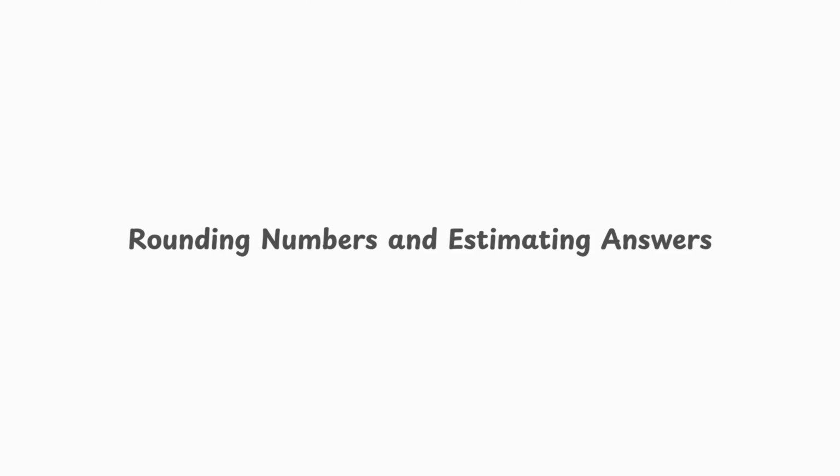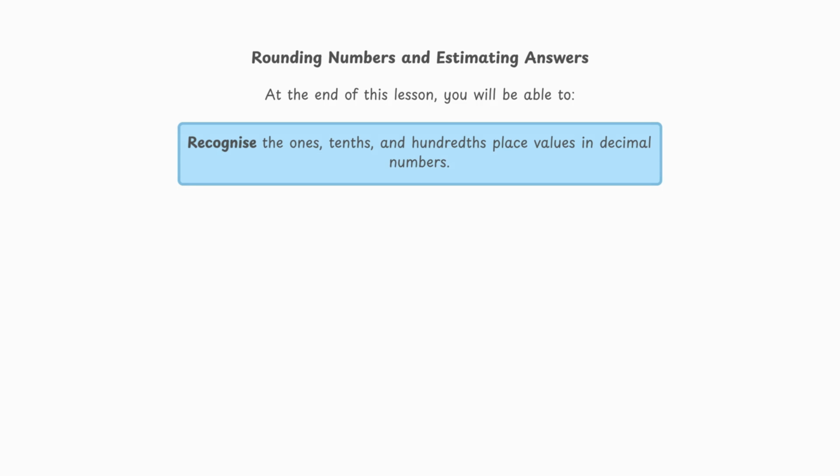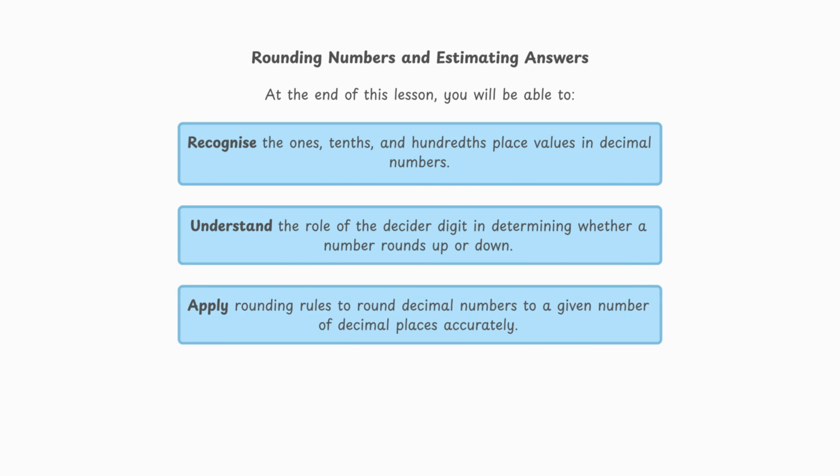Hello and welcome to this lesson on rounding numbers and estimating answers. By the time you finish this lesson, you will be able to recognize the ones, tenths, and hundredths place values in decimal numbers, understand the role of the decider digit in determining whether a number rounds up or down, and apply rounding rules to round decimal numbers to a given number of decimal places accurately. Let's get started.